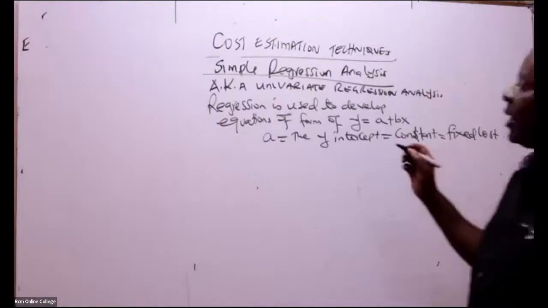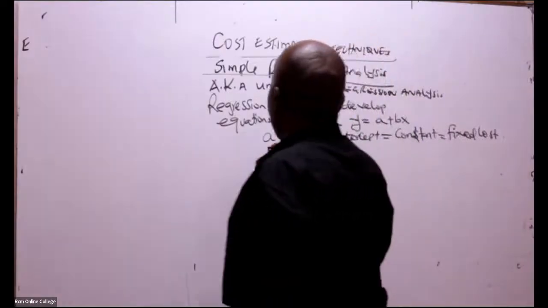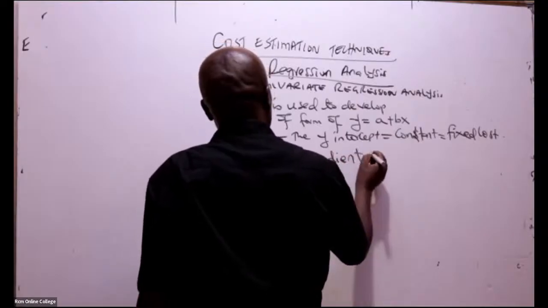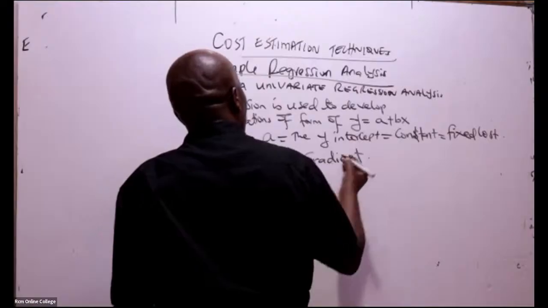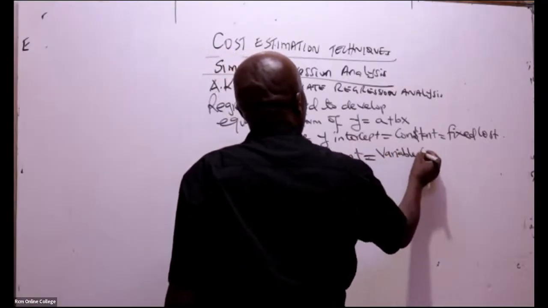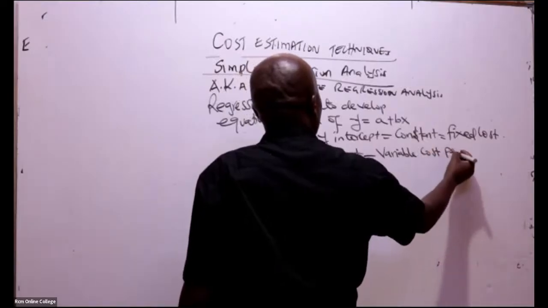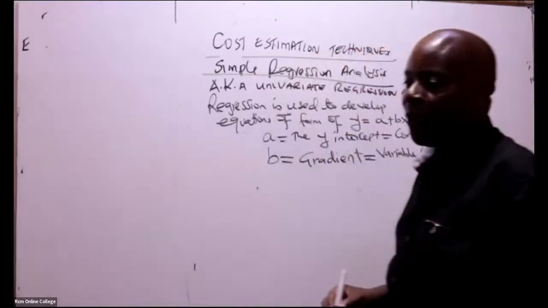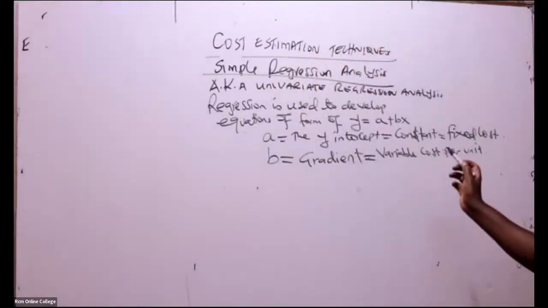And then we have B, which is the gradient. So gradient will be our variable cost per unit. Variable cost per unit. So let me know whether you great ninjas have been able to write up to here.